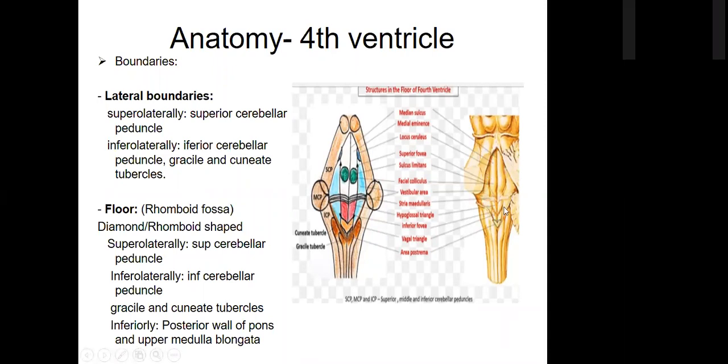Here we have the floor of the fourth ventricle, which is rhomboid in shape, called the rhomboid fossa, and delineated superolaterally by the superior cerebellar peduncles here. Inferolaterally by the inferior cerebellar peduncles, not well represented here. They're rather here. And then the gracile and the cuneate tubercles beside, and inferiorly by the posterior wall of the pons, which we are not seeing well here, and the posterior wall of the medulla oblongata.